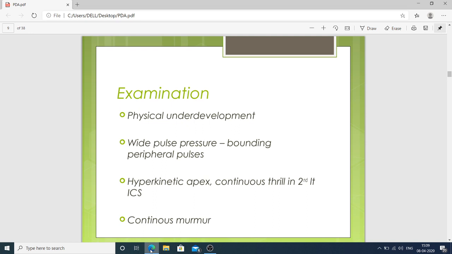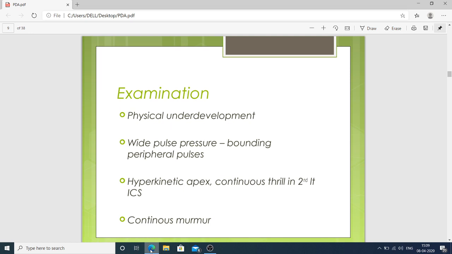Physical underdevelopment: the weight of the child does not grow, the length does not grow, and the head circumference also does not grow. Wide pulse pressure and bounding peripheral pulses. What is the meaning of wide pulse pressure? Actually, wide pulse pressure is a high pulse pressure. There is a large or wide difference between the systolic pressure and diastolic pressure.